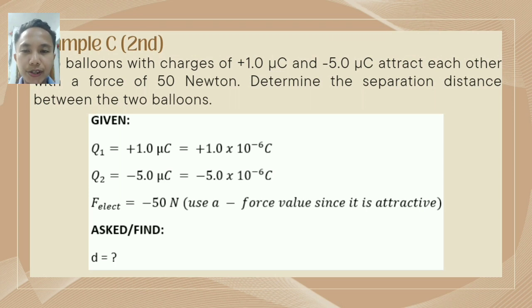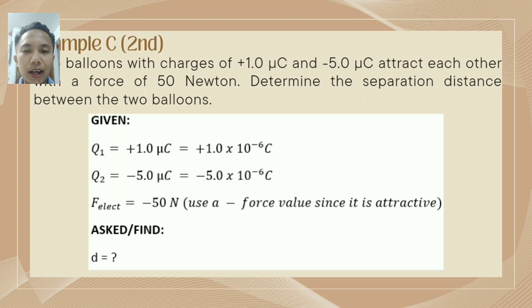Two balloons with charges of positive 1.0 microcoulomb and the second, which is negative 5.0 microcoulomb, attract to each other with a force of 50 newtons. Now, determine the separation distance between the two balloons. Now, the same from the last problem, it is stated that there are different types of charges being present. That is why we would conclude that this problem also has an attractive force that is being observed.